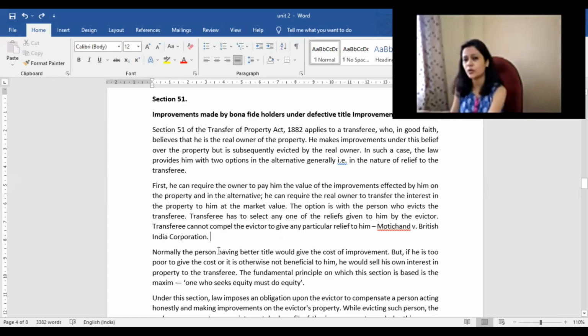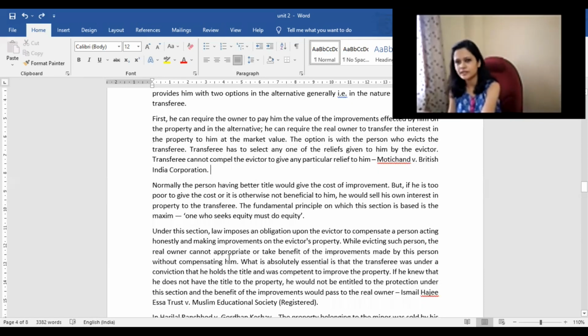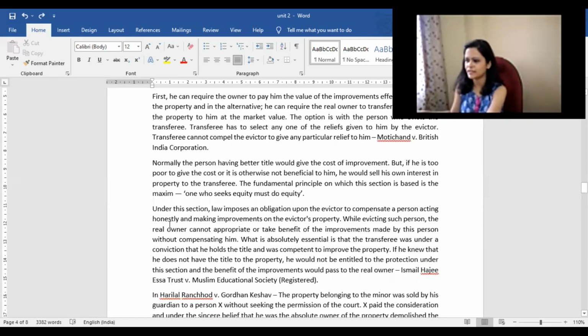So he cannot say that, no, you give me this relief only, you lease out the property only to me or something. Whichever alternate option this other person selects, that is going to be applicable in the case. Normally, the person having better title would give the cost of improvement. Anyways, the evictor is the owner, right? So he is going to give the cost of improvements. But if he is too poor to give the cost, or it is otherwise not beneficial to him, he would sell his own interest in the property to the other person.